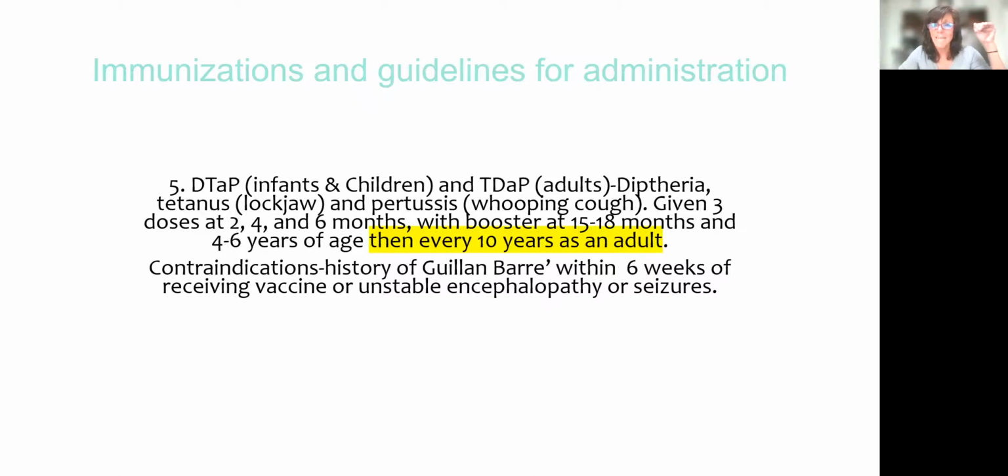Okay. Contraindication for this would be any history of Guillain-Barré disease, which is a neurological disease, or having contracted Guillain-Barré within 6 weeks of receiving the vaccine, or if they have unstable encephalopathy, which is encephalo meaning brain, apathy meaning it's broken, any problem that causes a change in their level of consciousness or cognitive status of their brain, or active seizures, then they should not receive the Tdap until that's resolved. Okay, but remember, every 10 years for the Tdap as an adult.